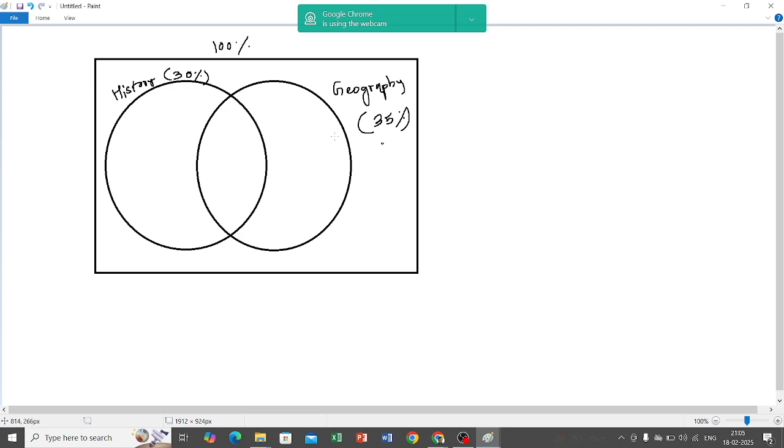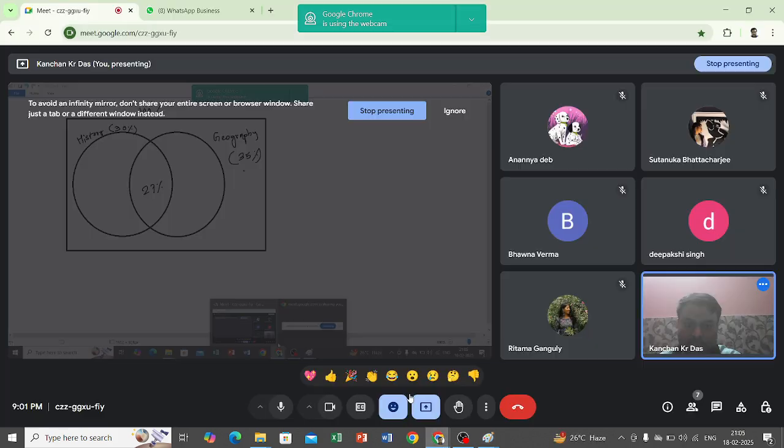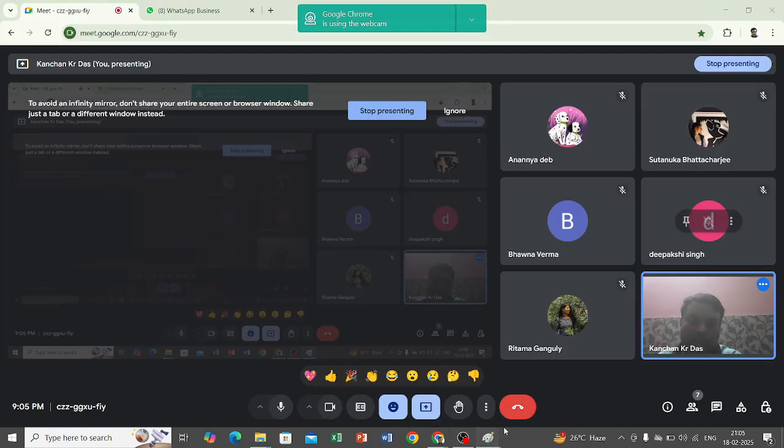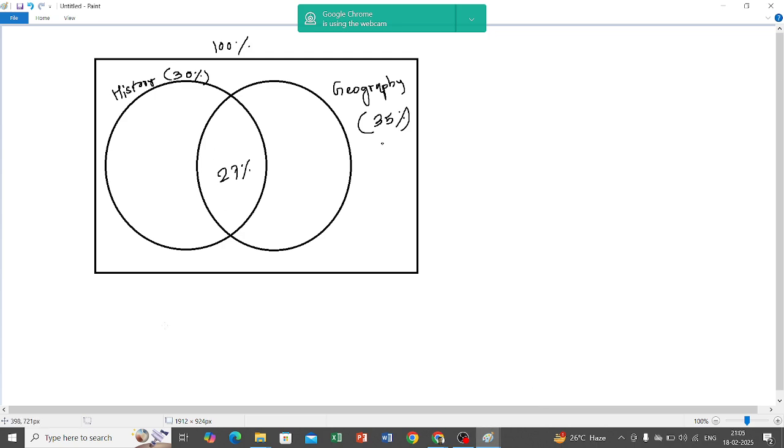While 27% students failed in both, so this is 27%, the intersection portion. If the number of students passing the examination, so this is passing, because these are about failures, right? So this one is about passing. If the number of students passing the examination is 248, find the total number of students who appeared for the examination. Very nice question.